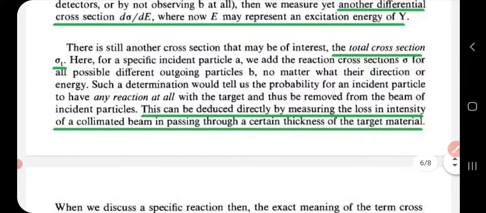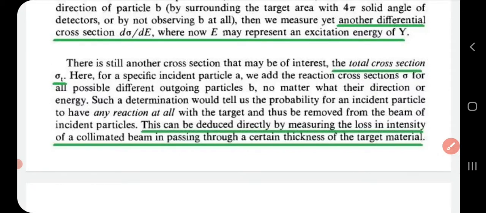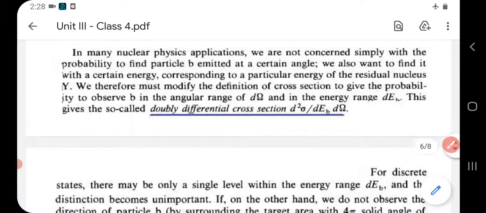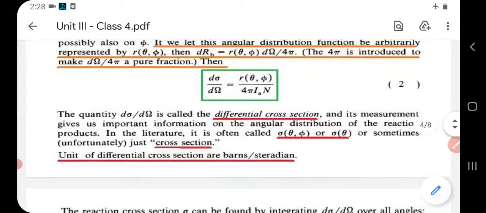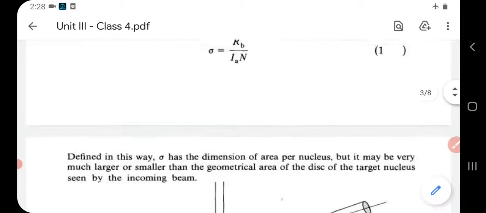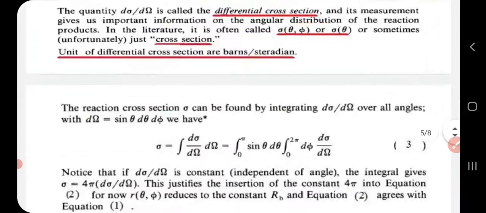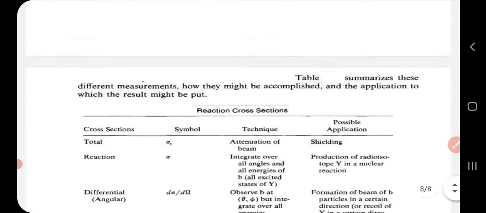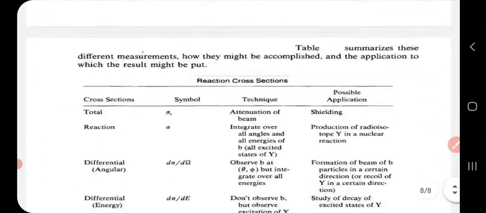So here in this class we are discussing various cross sections, their definitions and expressions. One is the total cross section, its definition and its significance. Then we have studied the doubly differential cross section, then the simple differential cross section, and then the simple cross section. Then you also have to refer to this table. It tells us about the various cross sections: total, reaction, differential angular, differential energy, doubly differential, and their symbols, the techniques used, and the possible applications. So this table is important. You have to study it along with the points that we have discussed here. Okay, thank you.